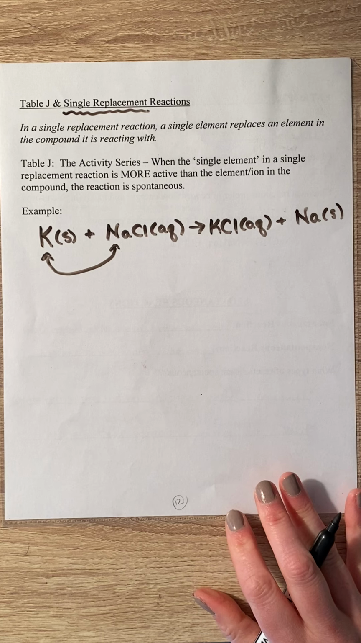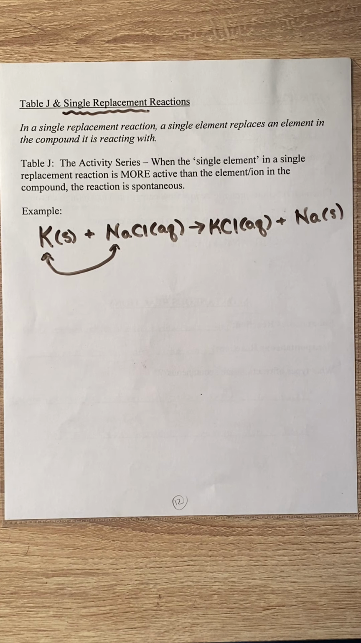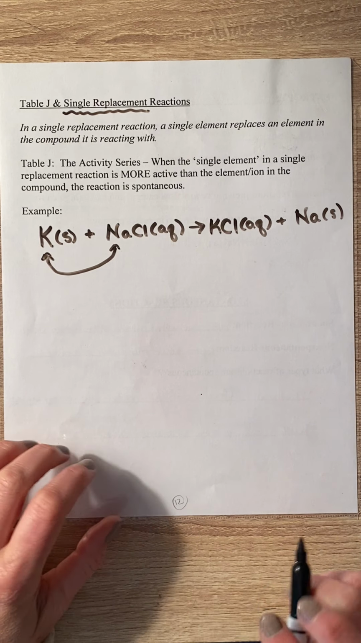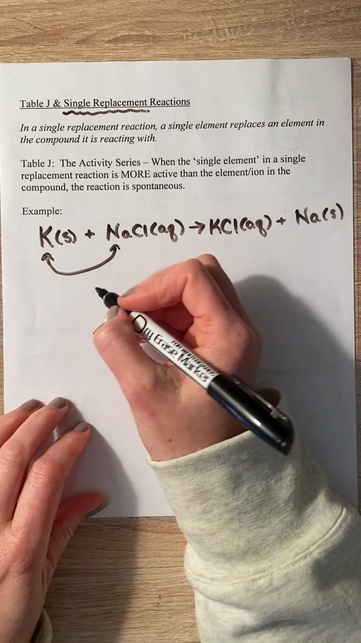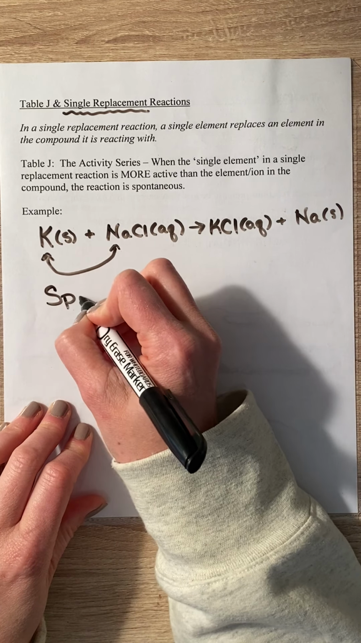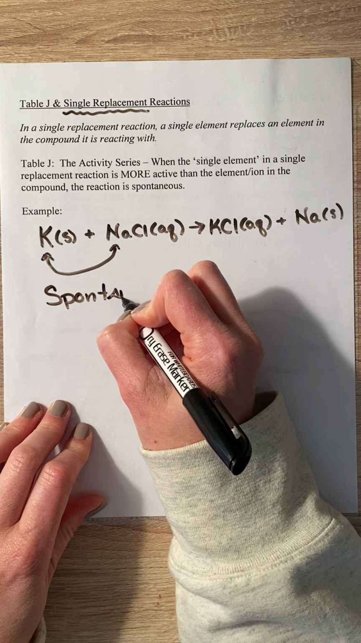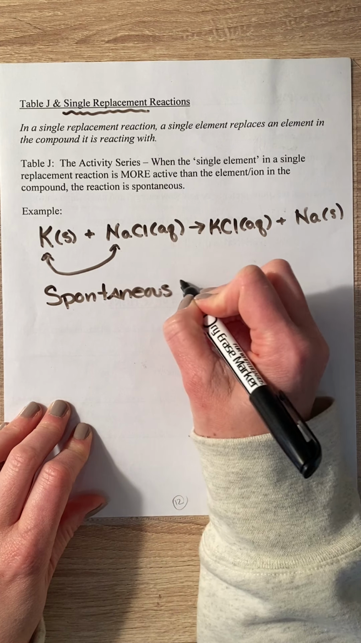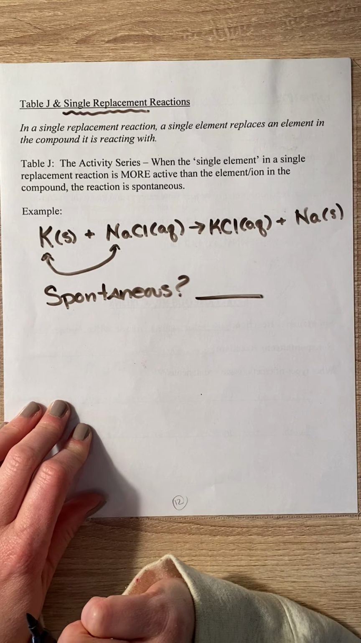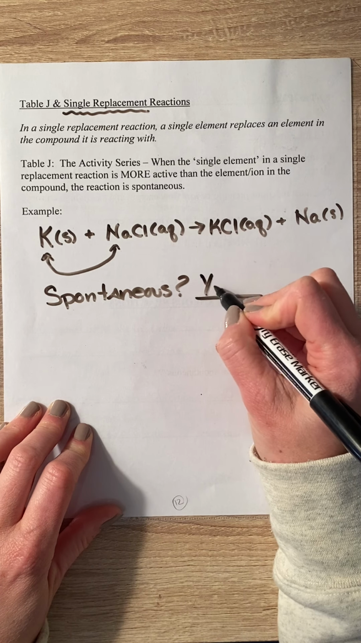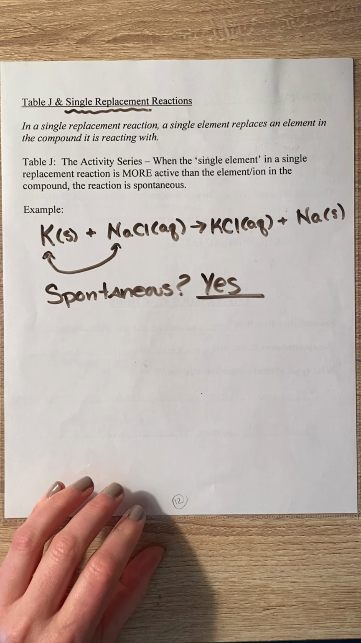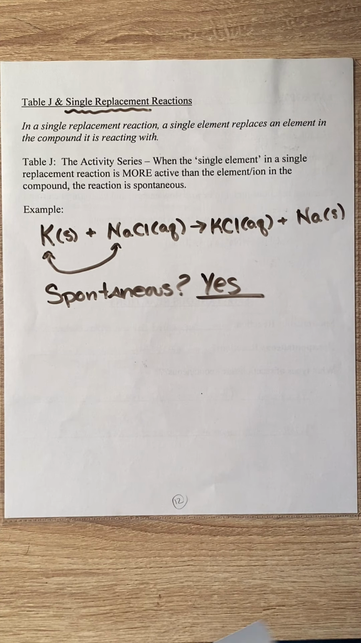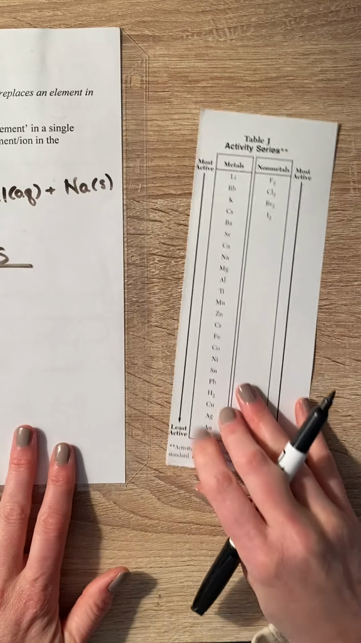So now we want to predict if this particular reaction can take place. Is it spontaneous? We want to know, is this reaction spontaneous? And the answer is yes. And let me show you why. The answer is that it will be spontaneous. So I have here table J.